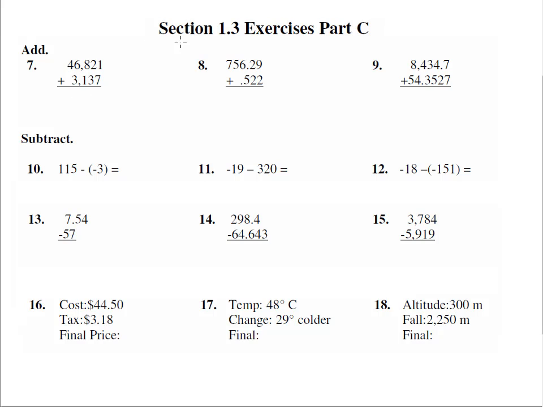Here we are in section 1.3 exercises part C with the solutions to 7 through 18. Number 7, we're going to start by adding. So this is just addition, and we need to make sure and line up the decimals. Good, they're lined up, and we add one piece at a time.